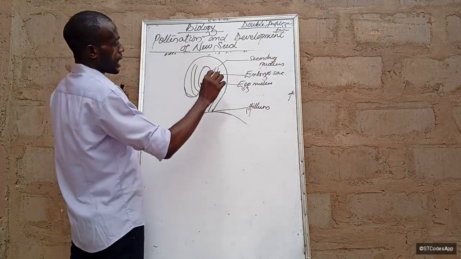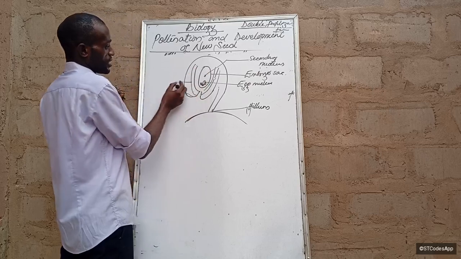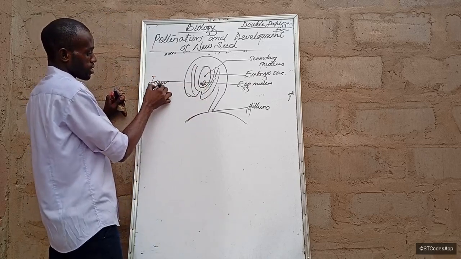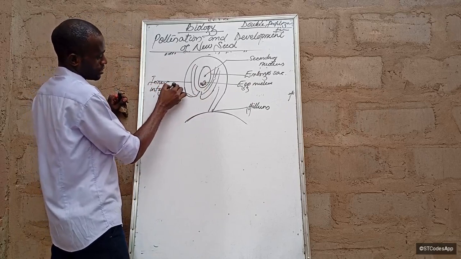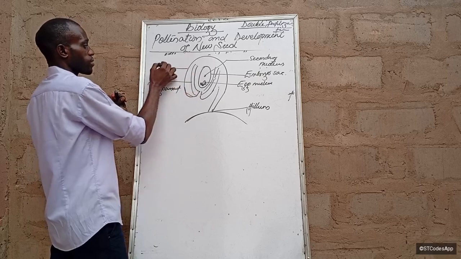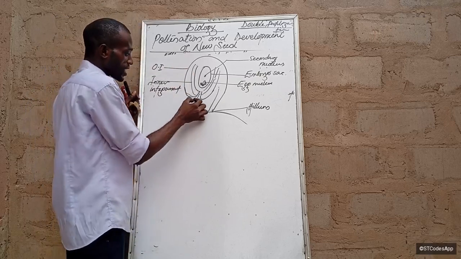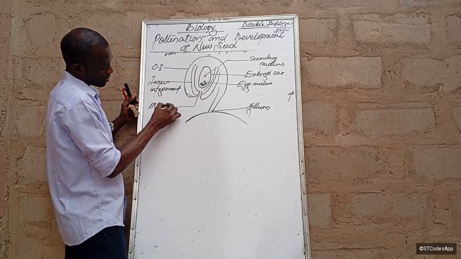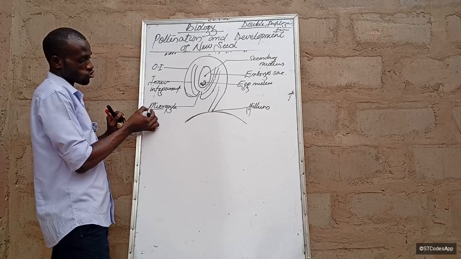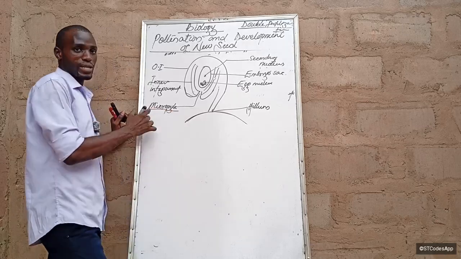all right. Of course, these layers here, the inner one is called the inner integument, and the outer one is called the outer integument. Then this place here is called the micropyle. Now look at it. You see that it looks like a gate, right? The word micro means small, pyle means gate, so that's small gate.